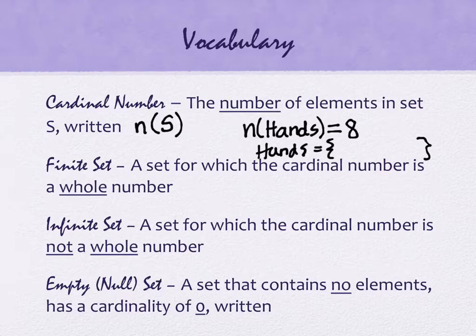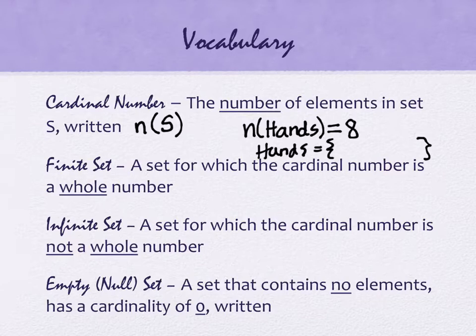A finite set is a set for which the cardinal number is a whole number, right? So like the people at OBU, the people in my family, the books on my bookshelf at home, the contacts in my phone list. Finite number of things.